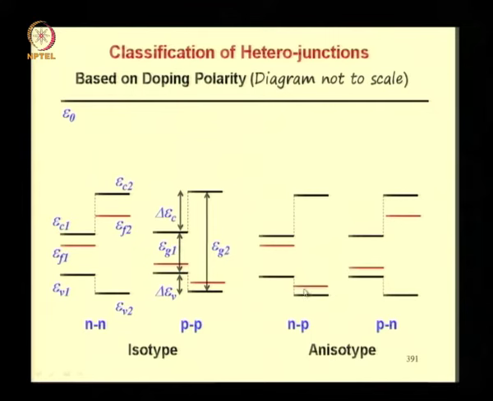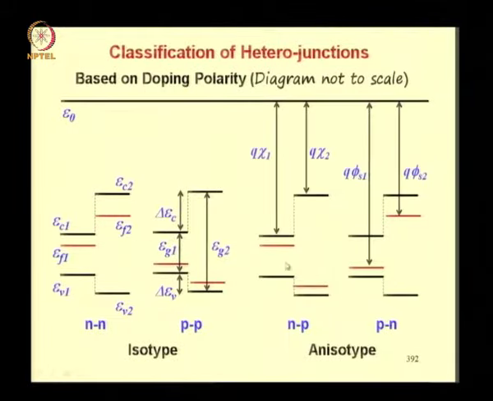These are the band diagrams of anisotype heterojunction. So left hand side is N, Fermi level close to the conduction band edge, right hand side is P, Fermi level close to the valence band edge. This is Pn. Some of the other quantities of interest in heterojunctions are the electron affinities on the two sides, which are in general different. Similarly, one can also talk of the work functions of the two sides, q times phi s1 and q times phi s2.